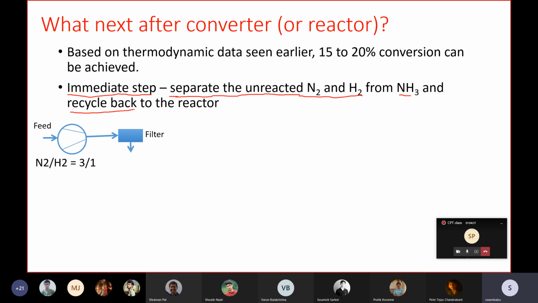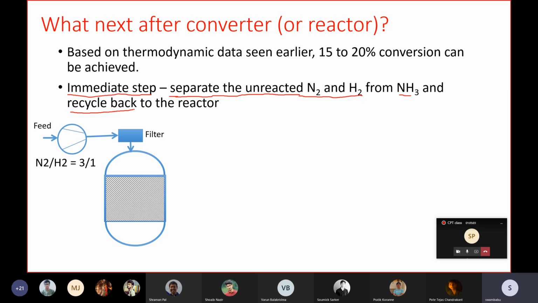So this filter removes any oil droplets, mist particles, anything present in this nitrogen hydrogen mixture. Like here, we have a super absorber kind of filter. It just traps the oil droplets and water droplets present in this gaseous mixture. Then it goes to the reactor, a packed bed reactor.